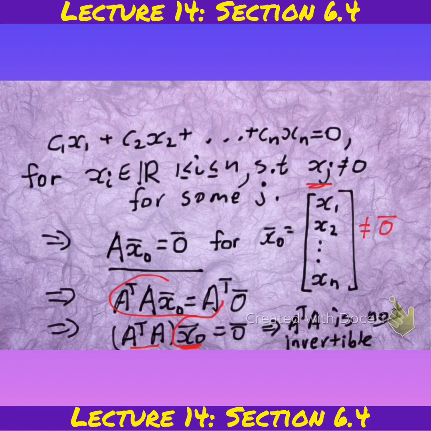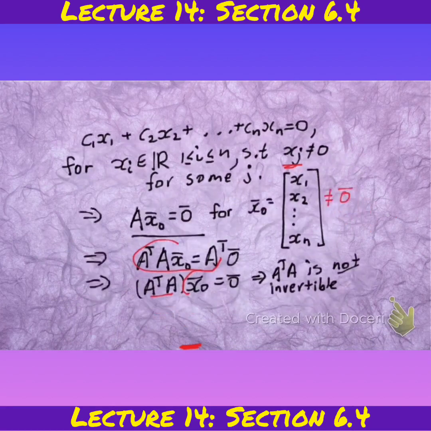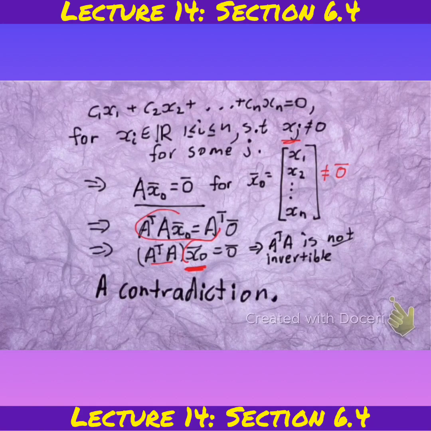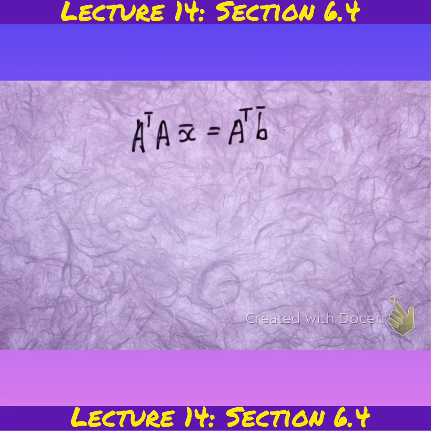And what is the problem with that? That's a contradiction. Right, so that can't happen. So those two statements are mathematically equivalent. If we consider this system and A has linearly independent column vectors, then by this previous theorem we know that this matrix is therefore invertible.